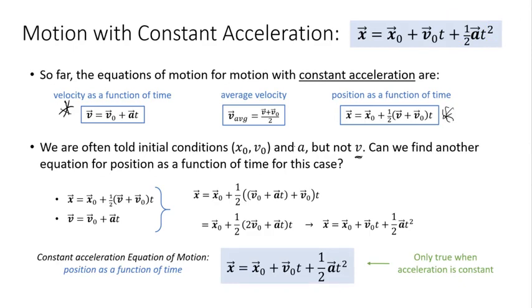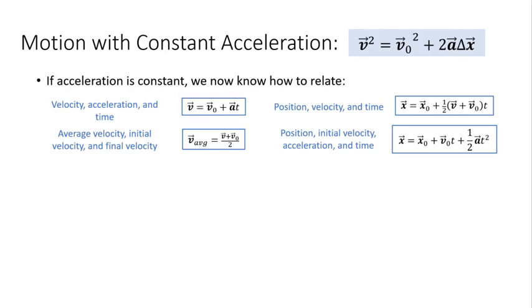So this equation is only true when acceleration is constant, and it's the fourth of 5 equations of motion for constant acceleration. All right, so we're really almost there now. And what we want to do now is to find an equation that doesn't depend on time. So what if we don't know the time frame over which something is happening? So we don't know the difference in time between the initial position and the final position, or the initial velocity and the final velocity.